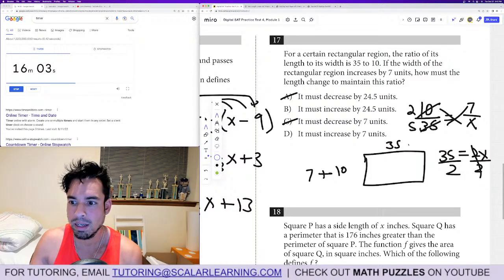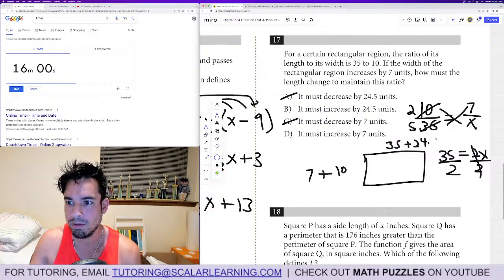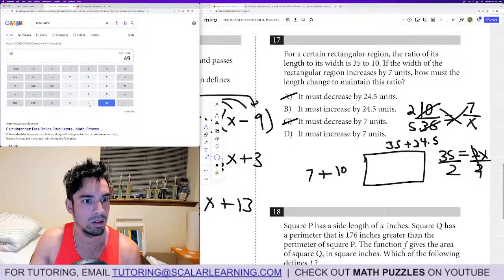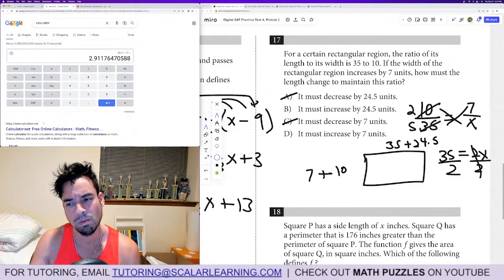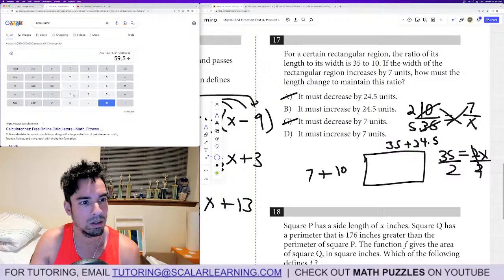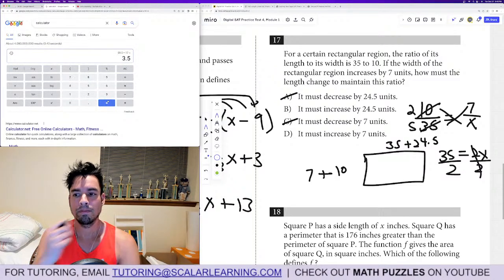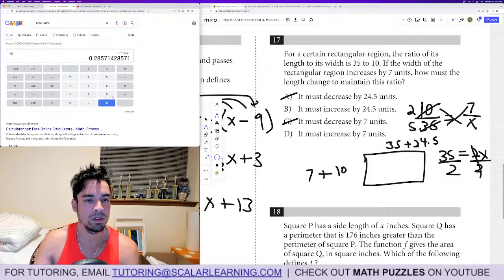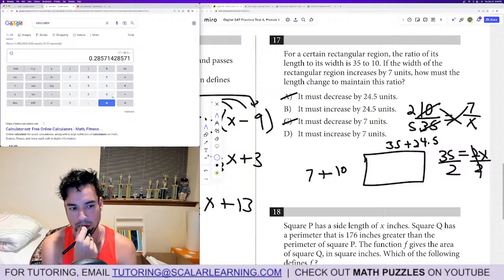17. And if we increased it by 24.5 units, hold on, 49.5 to 17. I'm very confused. Oh, sorry, 59.5 to 17. This question is weird. 59.5, or 17 over 59.5. 17 over 59 is 3.5, 7 halves. Oh, it's a 7 to 2 ratio.